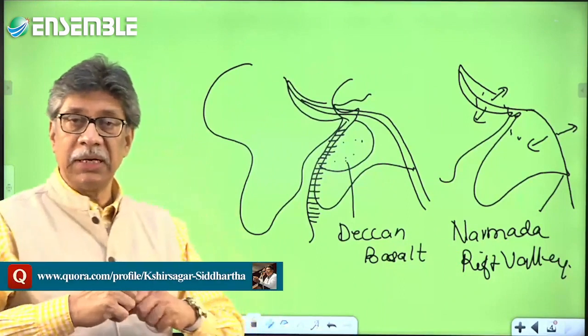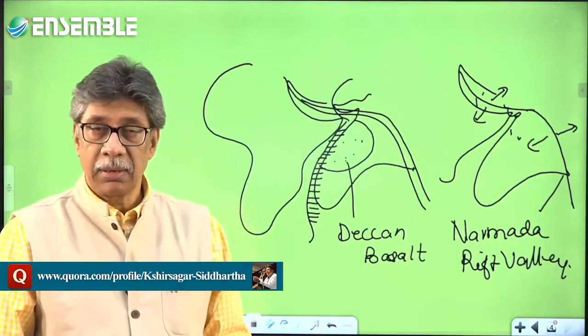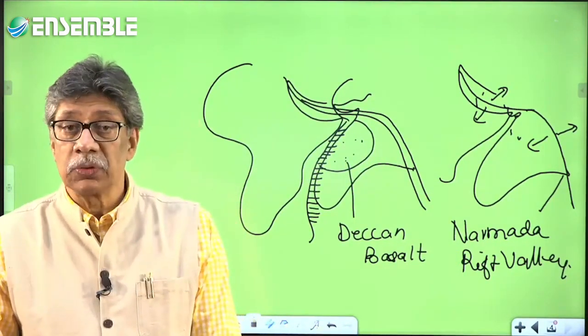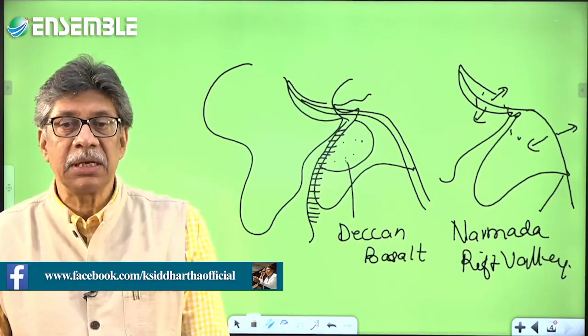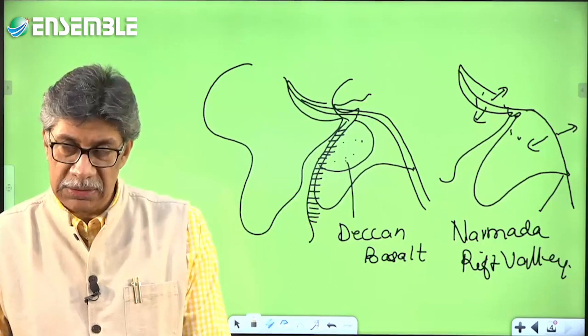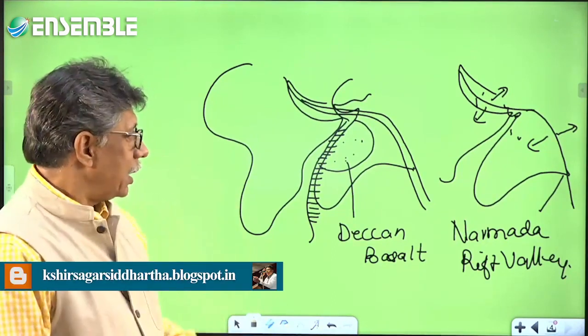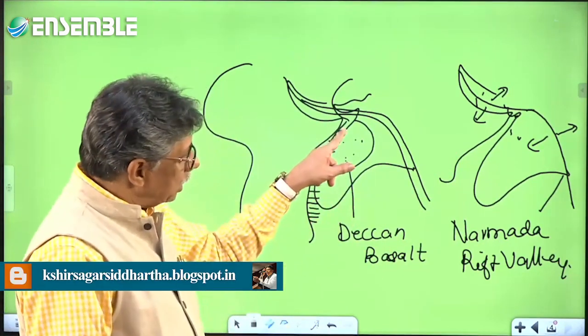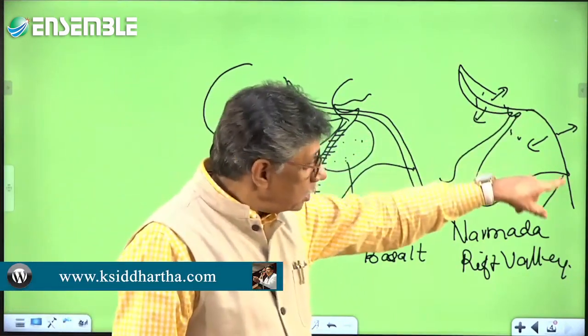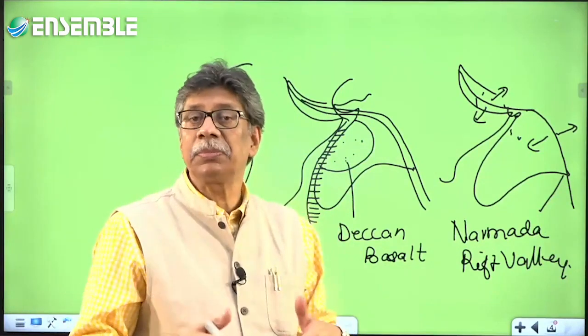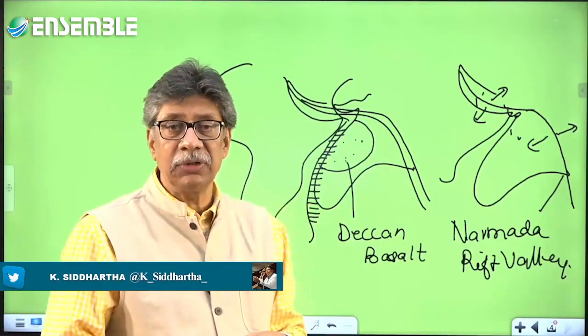So the Narmada Rift Valley formed because of this type of a crack. And now volcanic activity started taking place. Volcanic activity took place in a variety of ways. One of them was through this crack. And then as the Narmada Rift Valley also developed, there was another volcanic activity.